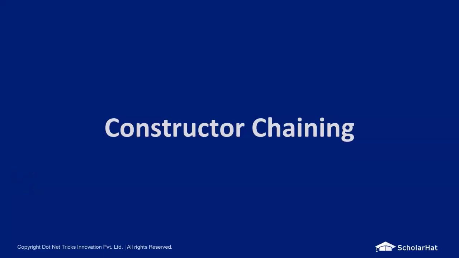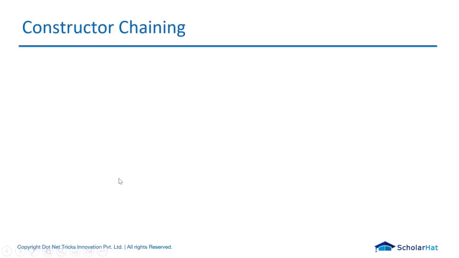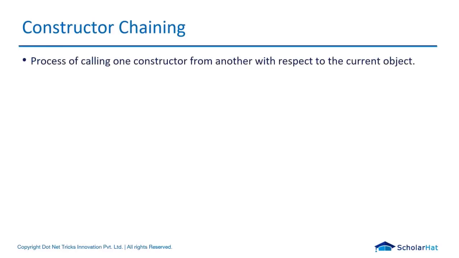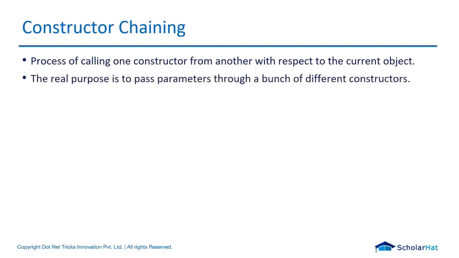Hello everyone, Bhavna Gunwani this side. Today in this session, I am going to talk about constructor chaining. Chaining itself says to call or invoke one constructor from another one. So it is a process of calling one constructor from another with respect to the current object or the current class in which they are defined. The real purpose is to pass the parameters through a bunch of different constructors invoked from the main method, to initialize different values in different constructors depending upon their purpose, so that constructor chaining would be required.